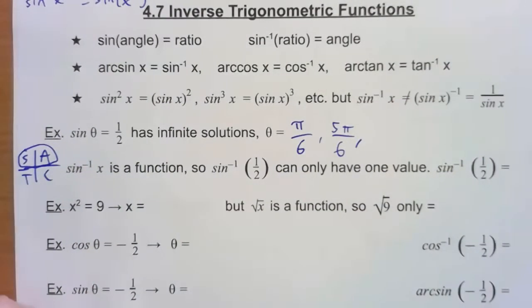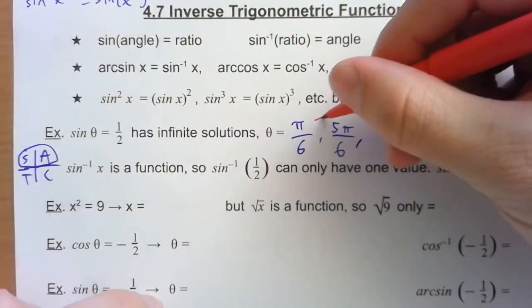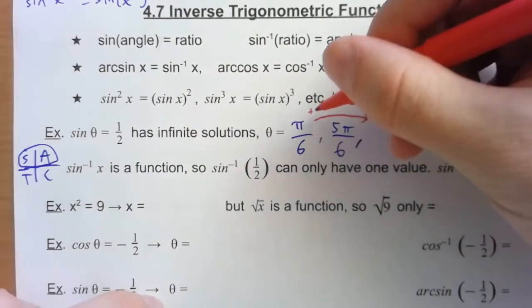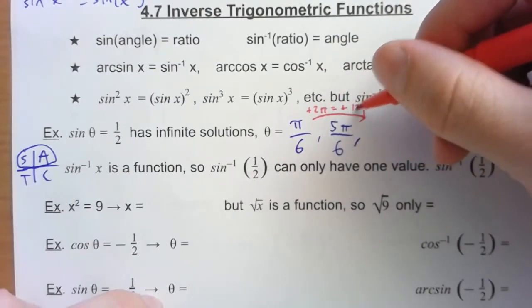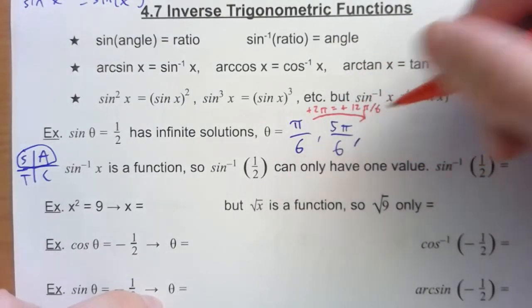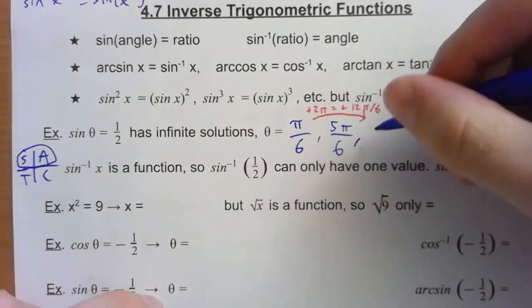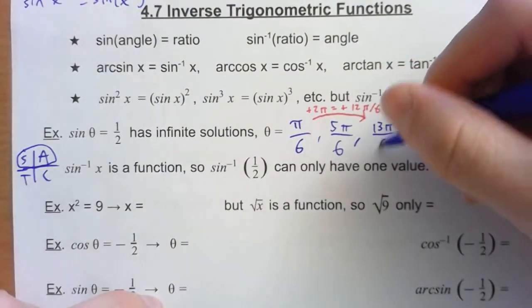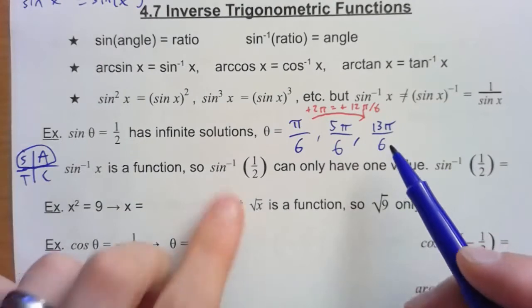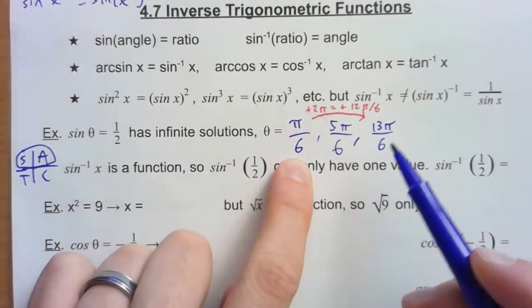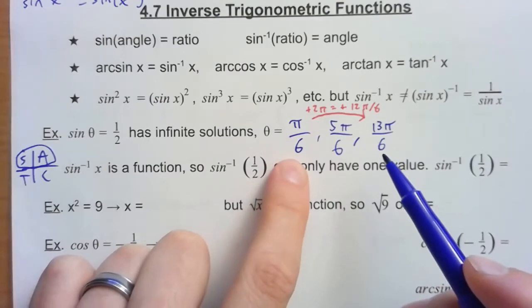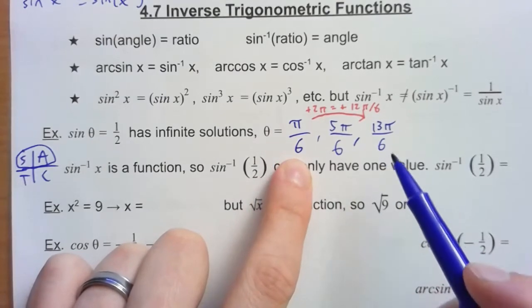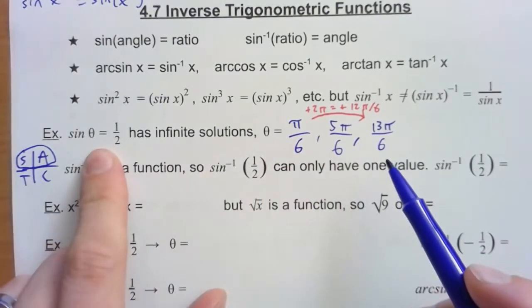Right? So I could find a coterminal angle. I could add 2 pi. And of course, adding 2 pi would be the same thing as adding 12 pi/6. And I could get 13 pi/6. That would be a coterminal angle with pi/6. That would be an angle that landed in the same spot, that would have the same xy coordinates on the unit circle. And so it would have the same trig values. It would have the same sine.